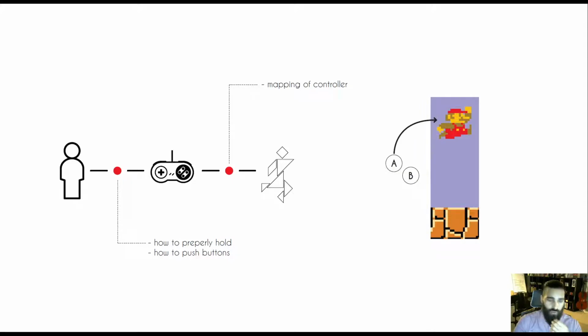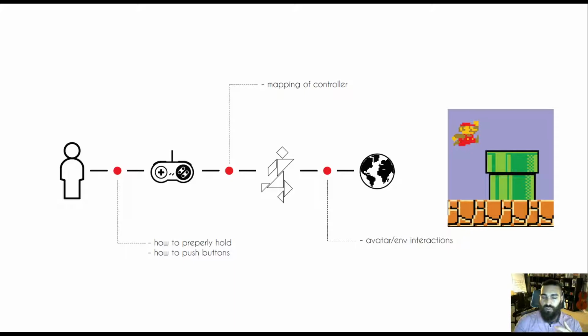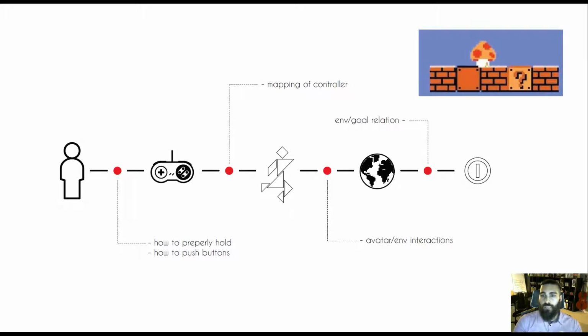The second relational joint that comes up is between the controller and the avatar, where the player really needs to understand how the controller maps to the avatar, right? Do I press A to make Mario jump or B to make him run? The third relational joint is between the avatar and the environment, right? Is Mario able to go down the green pipe, or is he able to smash a brick block, etc.? And then the fourth relational joint is between the environment and the goal, right? Is that mushroom within the question mark block, or is it within the brick block?